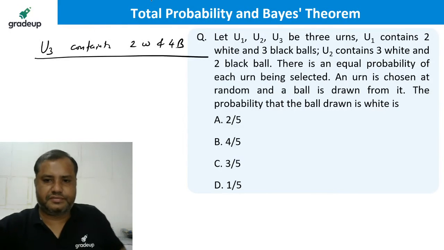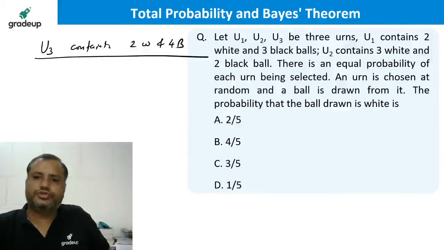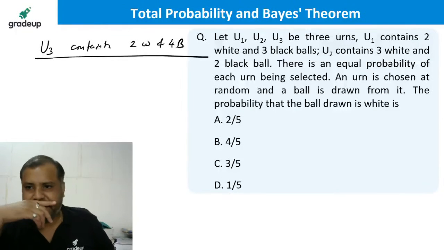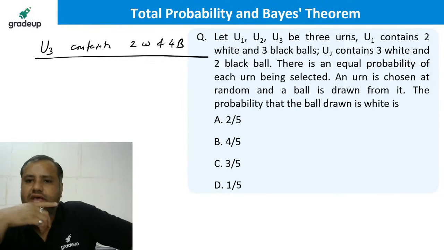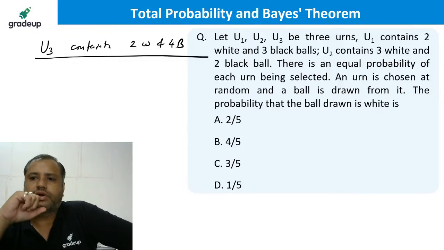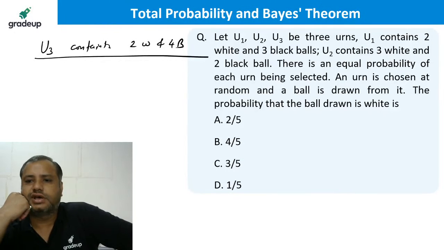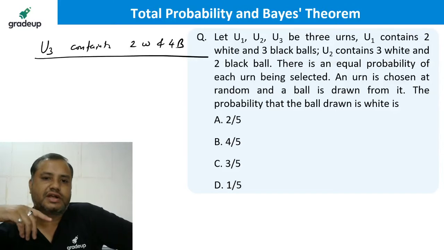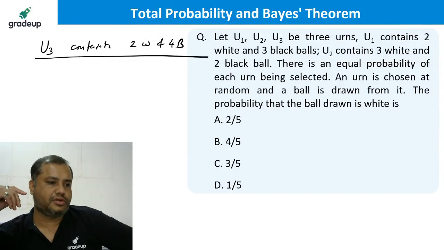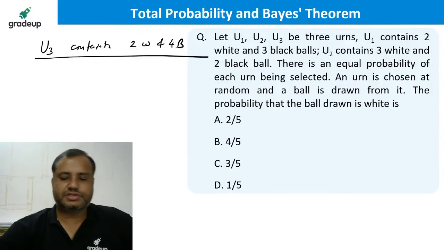Contents of U3 are also given. U1, U2, U3 are 3 urns. U1 contains 2 white, 3 black balls. U2 contains 3 white and 2 black balls. And there is U3. Content of U3 is 2 white and 4 black balls. Okay, so this is your homework.